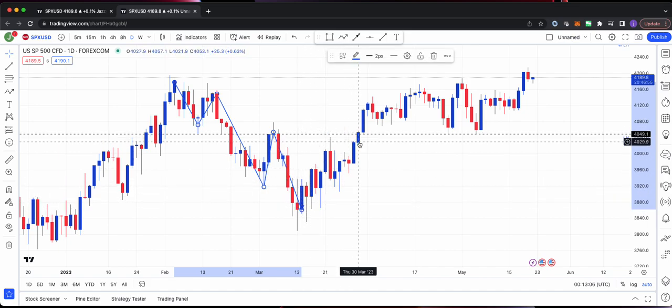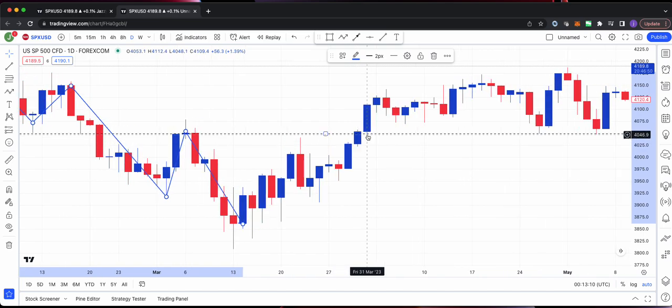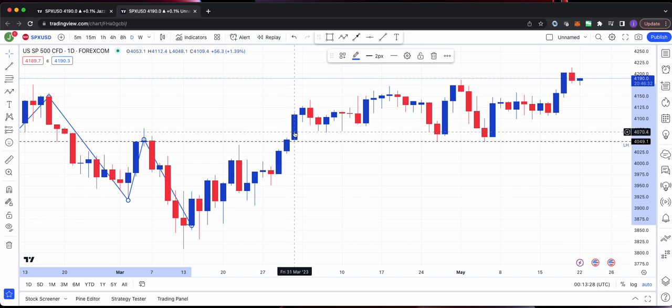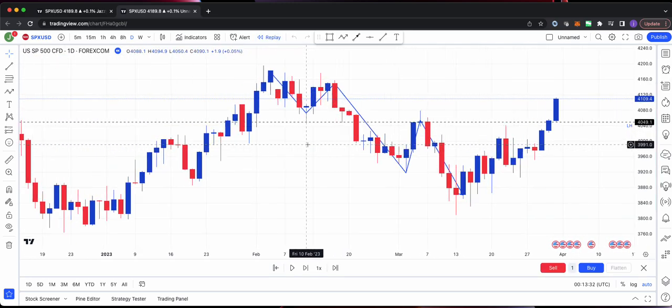So what happens at this candle? What's happening on Friday, March 31st on this candle? What's the trend now? Bearish or bullish? Right. So what happens then? Okay, let's say now this trend is bullish. What do I do now? I'm going to cut this. Okay, right?